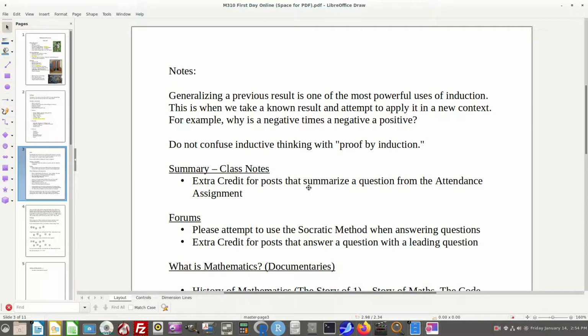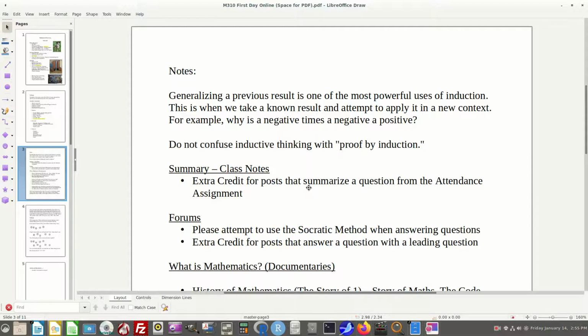Now, I want to make a note just about generalizing a previous result. And I said that that can be very useful. In fact, that is probably the best way to answer the question, why is a negative times a negative a positive? That's a question that your students will have. That's a question that you may yourself have. And generalizing a previous result is why we've defined a negative times a negative to be a positive. So an important result from elementary school mathematics that tells us how mathematics is made and our goals for it.